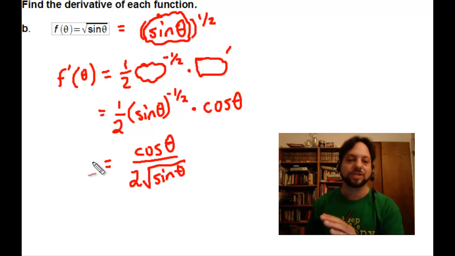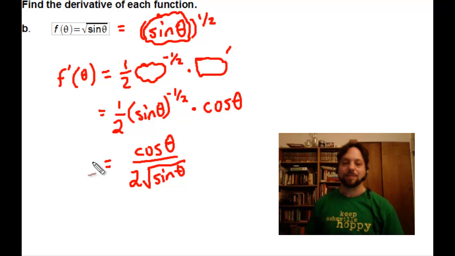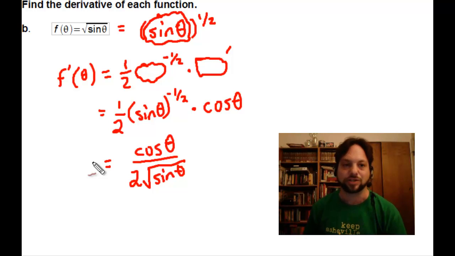Well, before we move on to example C, let me encourage you to jump ahead and try example C. It looks a lot like B, so give it a shot. Pause the video now. When you come back, we'll get started.